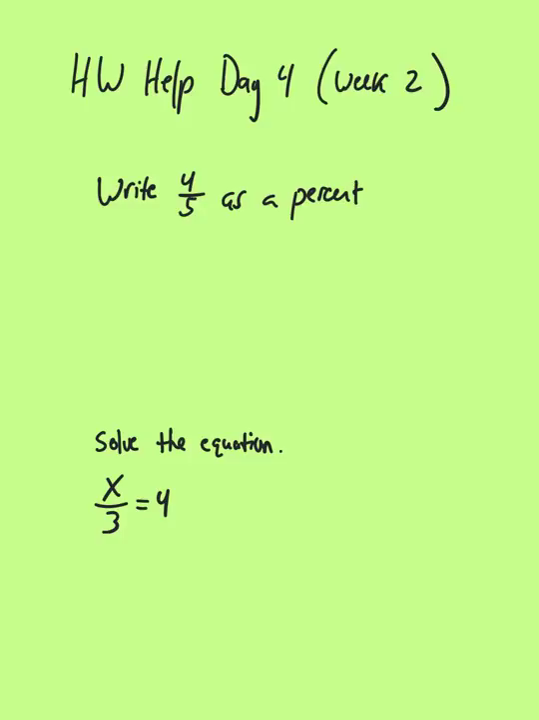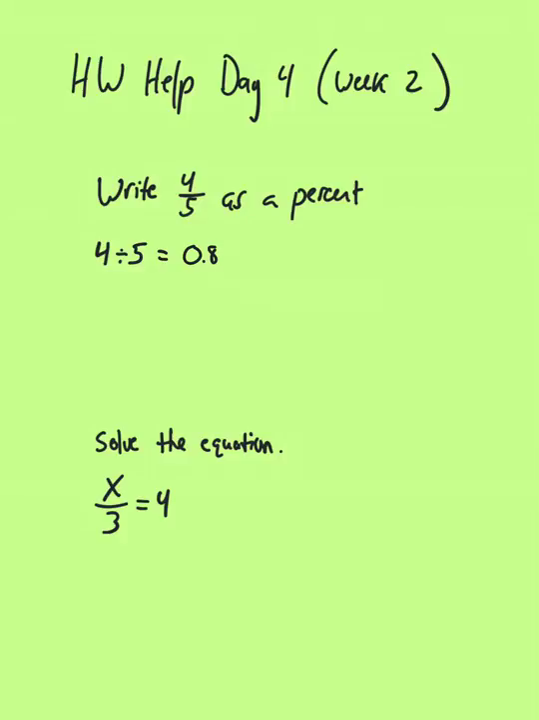So what you do is you take 4, the numerator, divided by the denominator. So I have 4 divided by 5. And you type that in your calculator. And if you do that, you get the decimal 0.8.